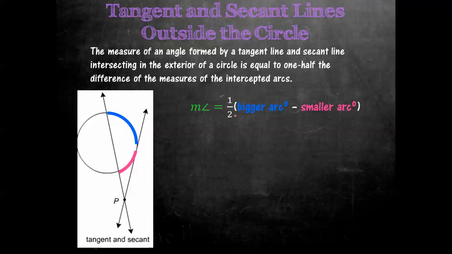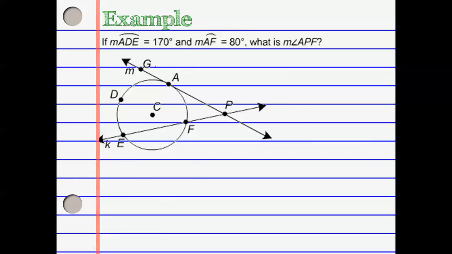The same rules apply if you have a tangent and a secant line that intersect outside of a circle. So here is our secant line. See how it's intersecting at 2 points, and then our tangent line. So you're still going to take the bigger arc minus the smaller arc and divide it by 2. So here it says the measure of arc ADE is 170 degrees, and the measure of arc AF is 80 degrees.